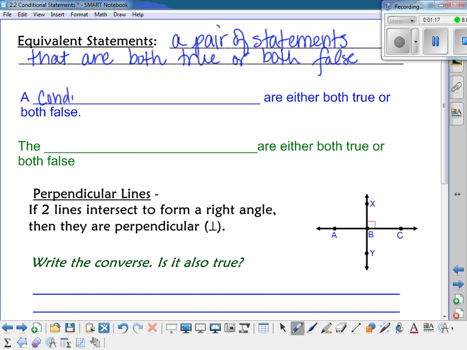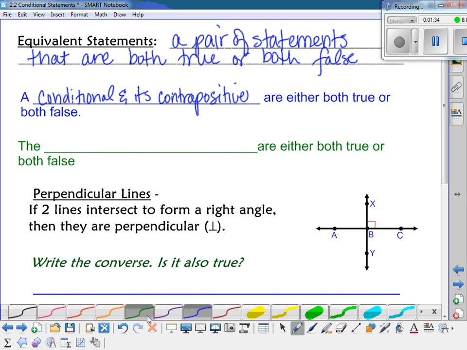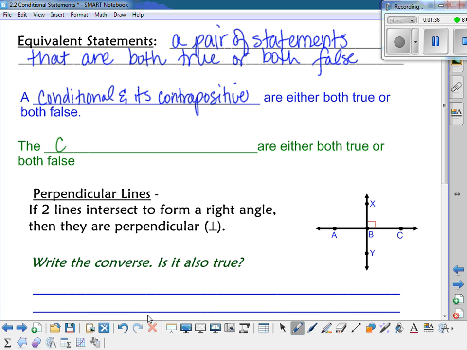A conditional and its contrapositive are either both true or both false, and then the same is true for the converse and the inverse. The converse and inverse are either both true or both false.